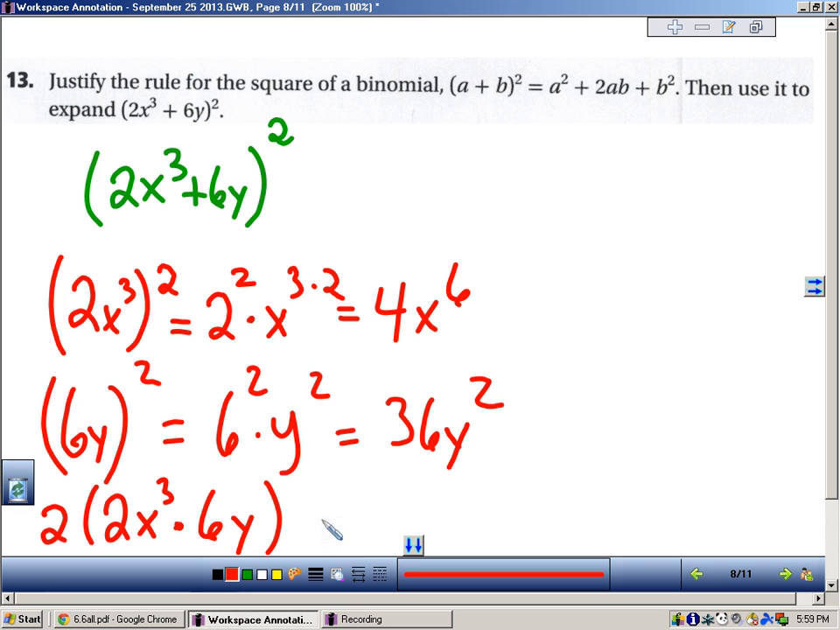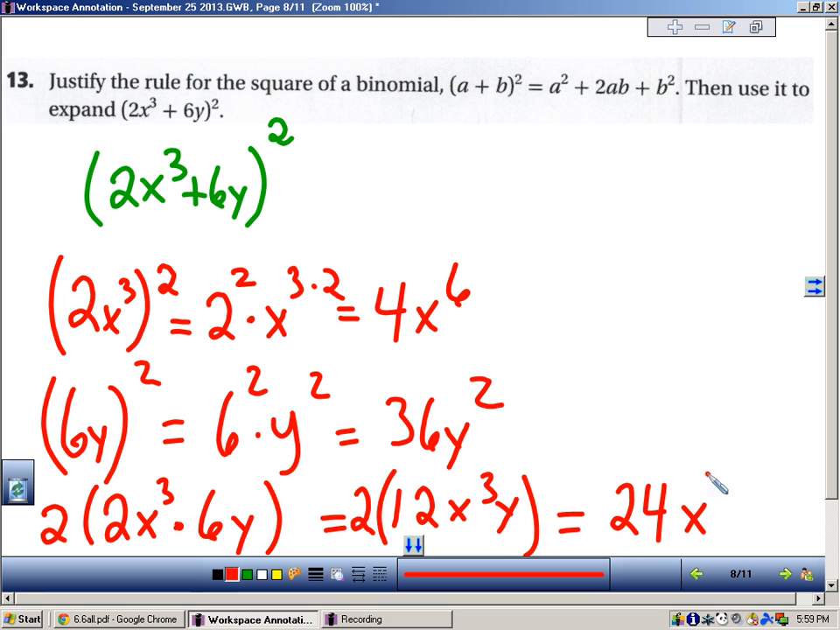So we end up with 12x to the third y, and that's still being doubled, okay? Right? 2 times 6 is 12. X to the third y. You know, their bases are different, so you can't add exponents, right? And when you double that, you end up with 24x to the third y.